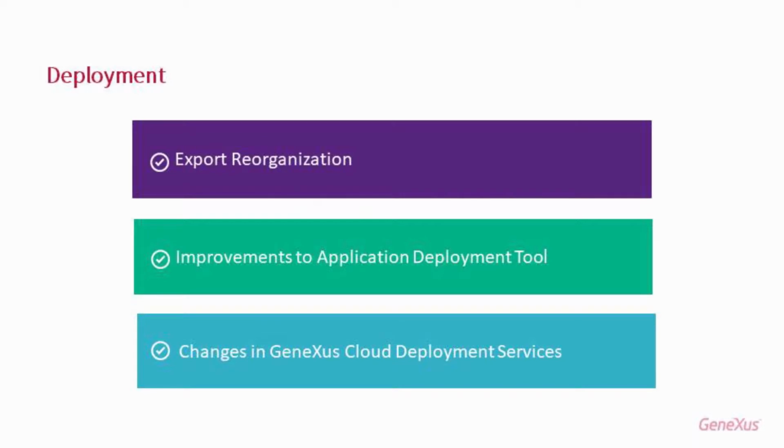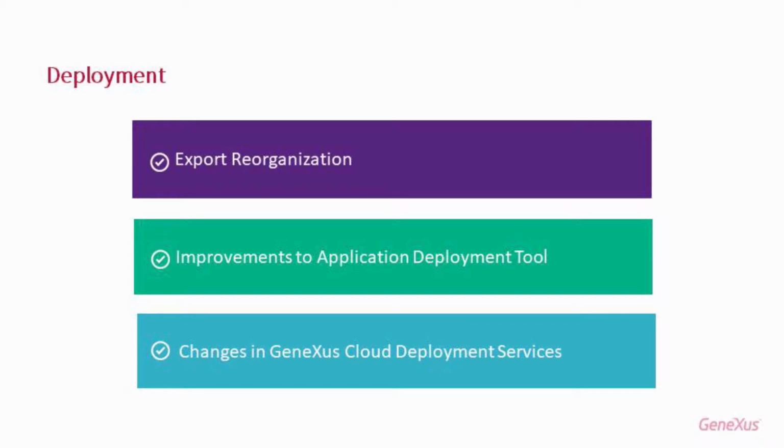Now let's see some of the changes with regard to deployment. Basically, three things are available. We will be able to export the reorganization, and there are some improvements with regard to the application deployment tool, which is the one we use in order to deploy those things that come from the three last upgrades, and also some changes in the cloud deployment services with regard mainly to the F6.